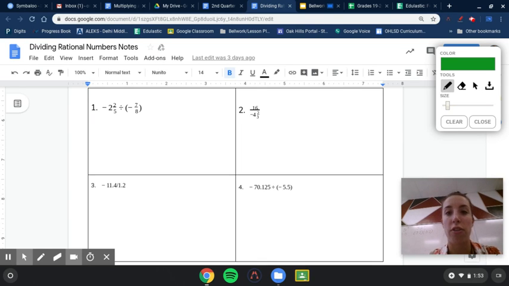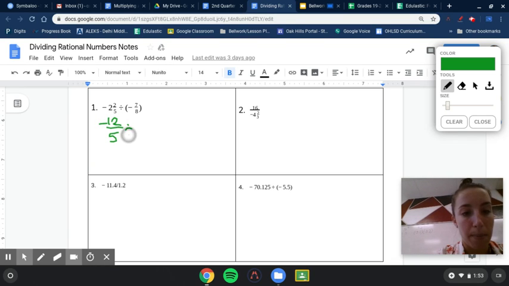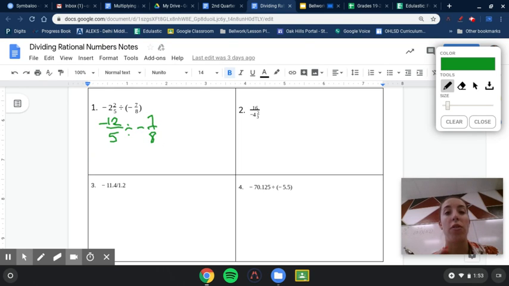Okay, with your fractions, remember you want to change them into an improper fraction first. So that would be bottom times the whole plus the top. So when I do this one, I get negative 12 over 5 divided by negative 7 over 8. Then I'm going to keep, change, flip, or find the reciprocal of negative 7 over 8. So I'm going to keep, change, and then flip. And the reciprocal of negative 7 over 8 is negative 8 over 7.